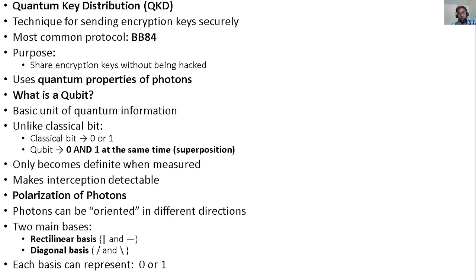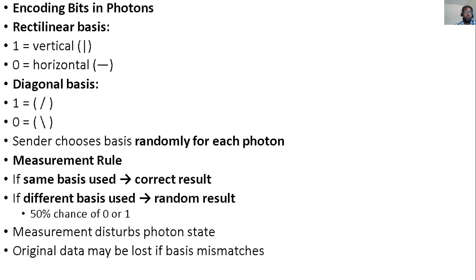Polarization of photons: photons can be oriented in different directions. There are two main bases, the rectilinear basis and the diagonal basis. Each basis can represent 0 or 1. Encoding bits in photons: in the rectilinear basis, 1 equals vertical and 0 equals horizontal. In the diagonal basis, 1 equals slash and 0 equals backslash. The sender chooses the basis randomly for each photon.